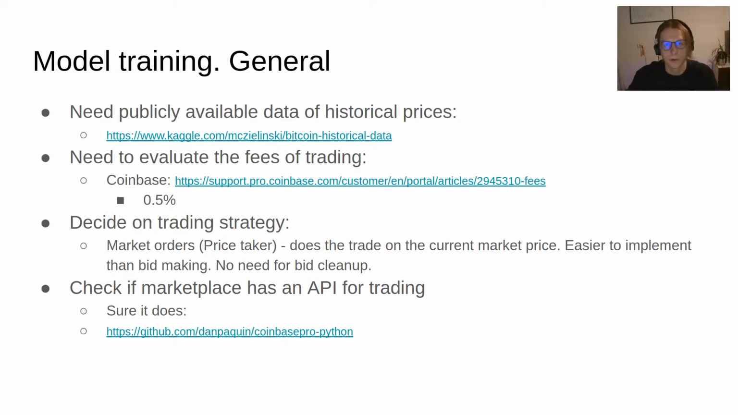So for the model trading, I needed some data, of course. I found some free data on Kaggle. If you want more historical data, you can actually buy some online.